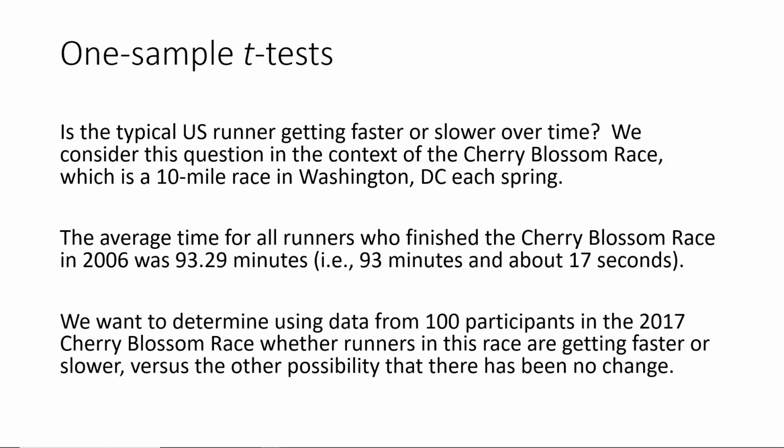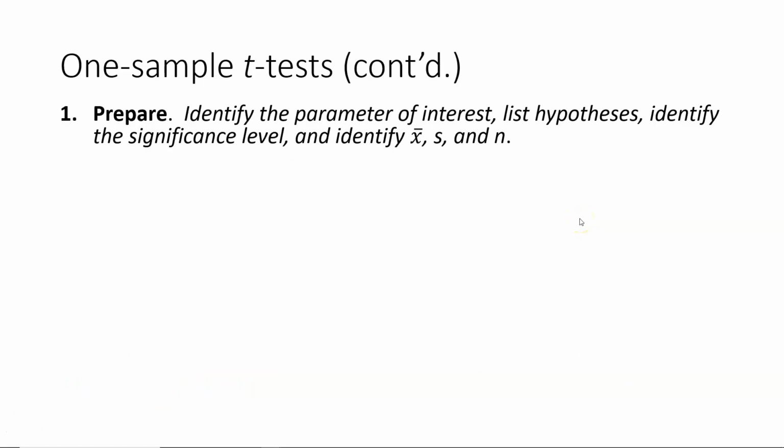We're going to use that baseline to determine, using data from 100 participants in the 2017 Cherry Blossom Race, whether runners in this race are getting faster or slower versus the other possibility that there has been no change. Notice that that possibility would be what we would put in our null hypothesis. It represents the skeptical position. So using our typical four-step process, we begin with the prepare step.